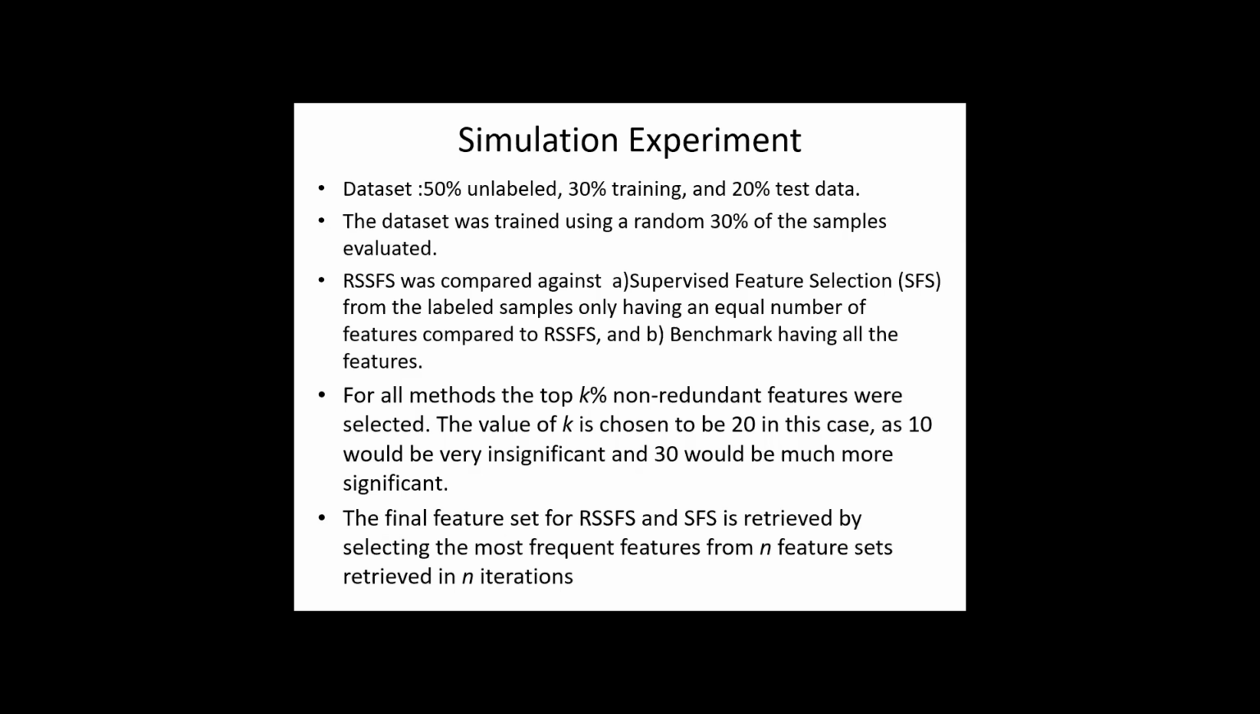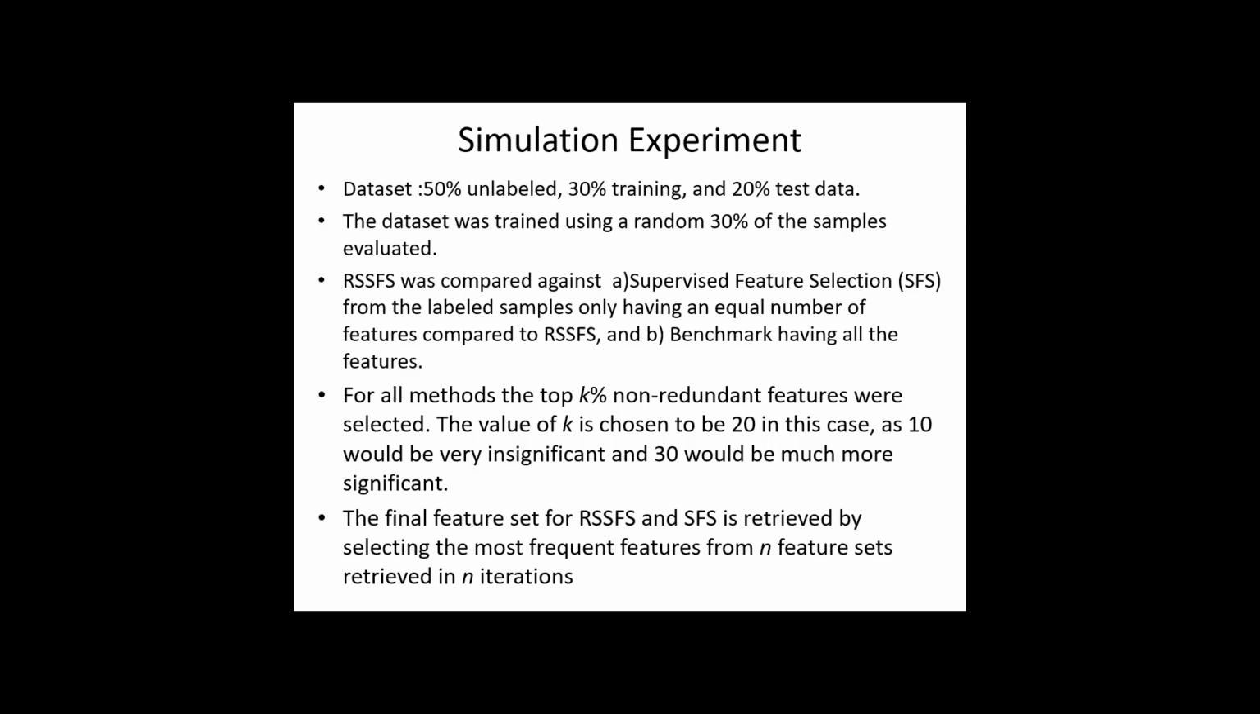For the simulation, as I said, the unlabeled portion was the maximum, at 50%, the training was 30%, and the test was 20%. To test our algorithm, we tested it against two others: the supervised feature selection algorithm, where the feature sets were derived using only the labeled portion of the data, and the benchmark, where the dataset had all the attributes or all the features.